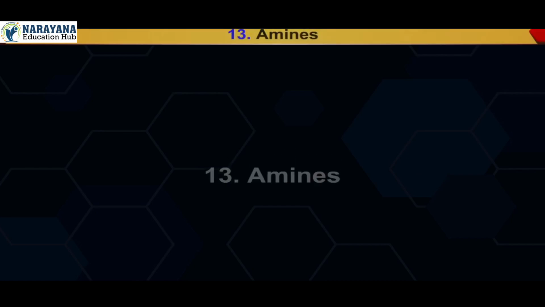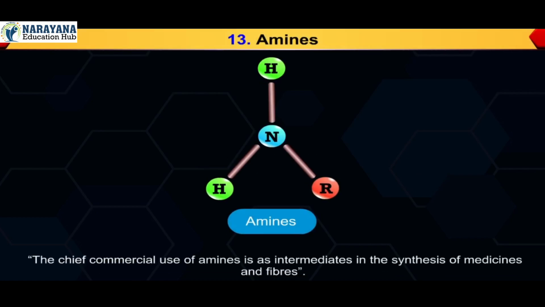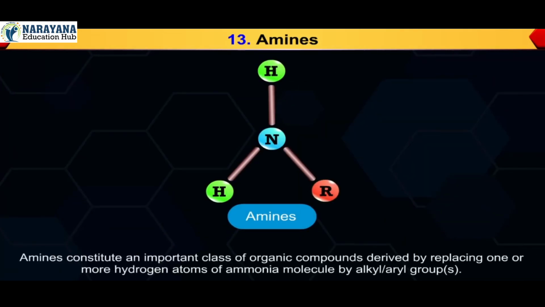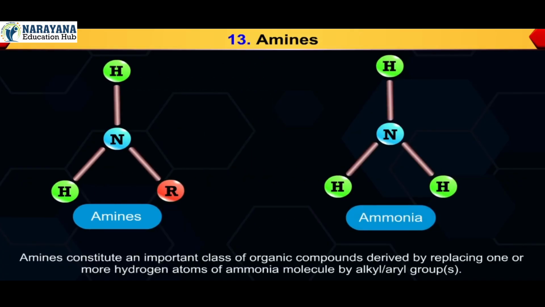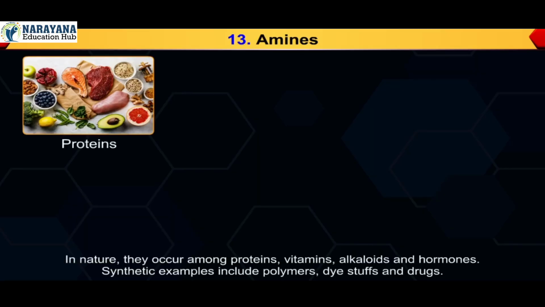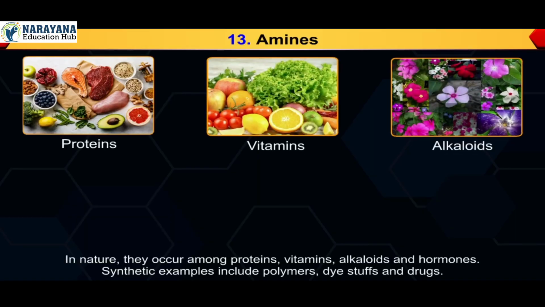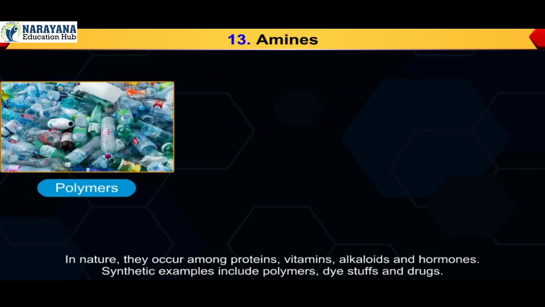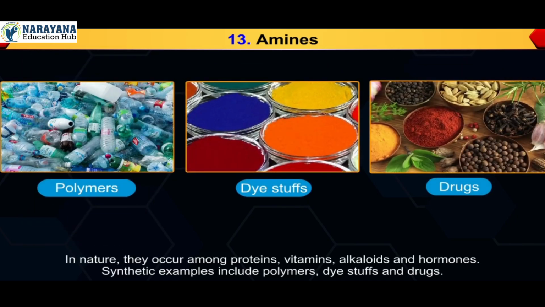Amines. The chief commercial use of amines is as intermediates in the synthesis of medicines and fibers. Amines constitute an important class of organic compounds derived by replacing one or more hydrogen atoms of ammonia molecule by alkyl or aryl groups. In nature, they occur amongst proteins, vitamins, alkaloids, and hormones. Synthetic examples include polymers, dyestuffs, and drugs.